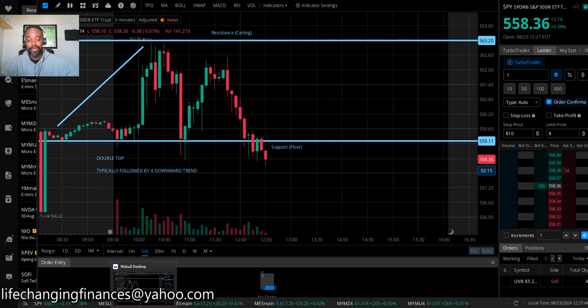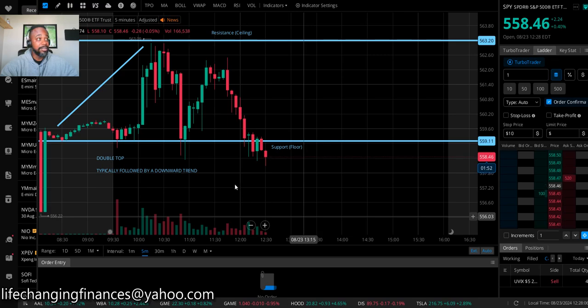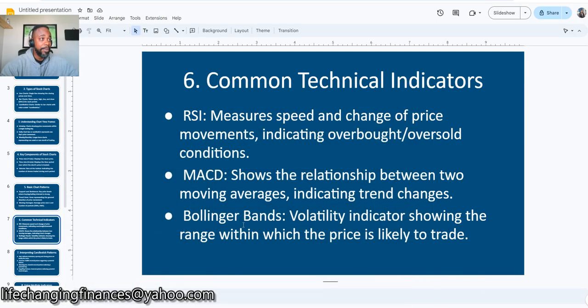Okay, so you'll find that the greedier you are, the more money you'll tend to lose, which, starting off as a beginner, you do not want to go in that direction. And this is why I'm going to show you how to trade stocks first before you go into options. Very important. You don't want to jump straight into options, not even knowing how to trade stocks. Very important. Okay. Now, Bollinger Bands is the volatility indicator showing the range within which the price is likely to trade.